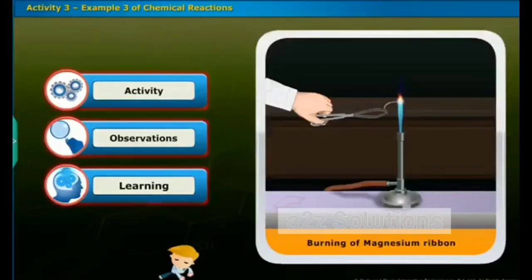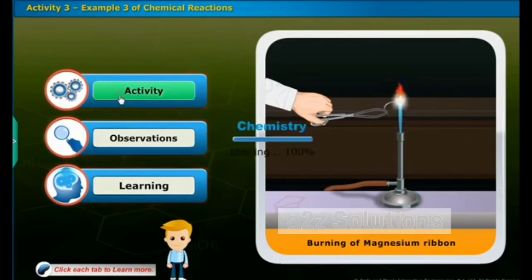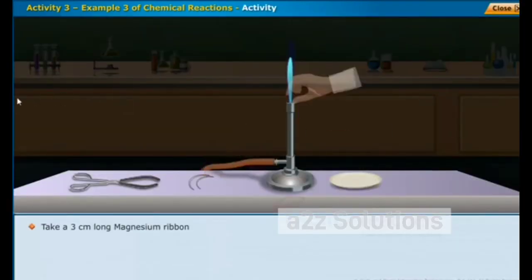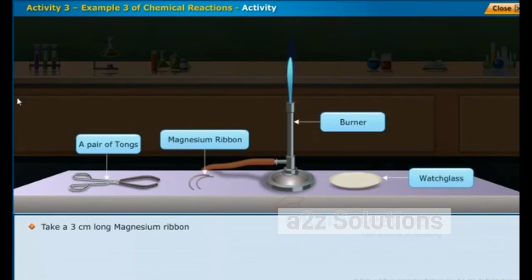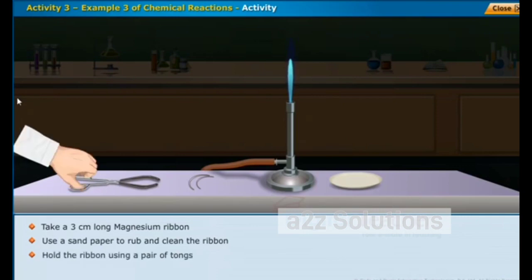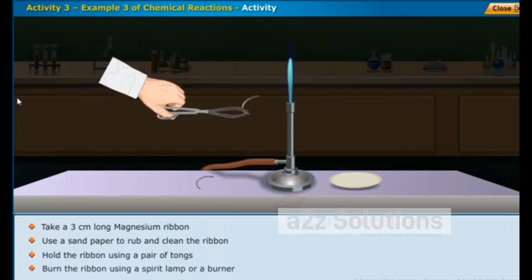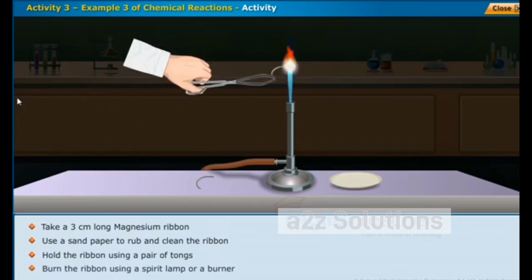Now, let us do another activity to learn about chemical reactions. Click each tab to learn more. Take a 3 cm long magnesium ribbon. Use a sandpaper to rub and clean the ribbon. Hold the ribbon using a pair of tongs. Burn the ribbon using a spirit lamp or a burner.